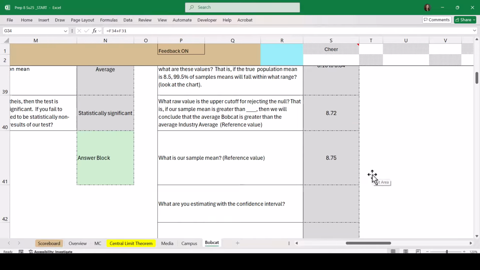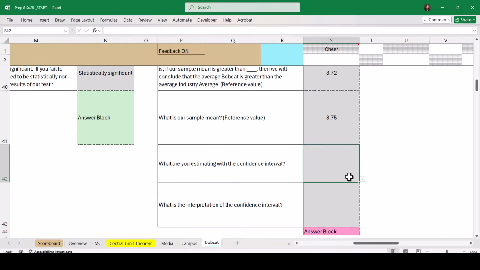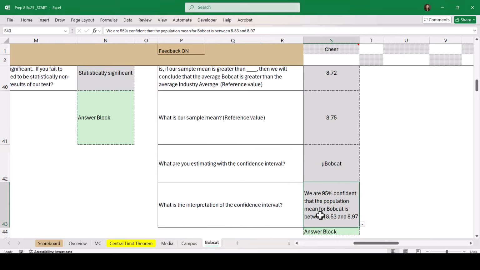All right, so let's answer our last 2 questions. What are we estimating with the confidence interval? We are estimating the population mean for Bobcats. And we found that we are 95% confident it's between 8.53 and 8.97. All right, that is it for the Bobcat tab.